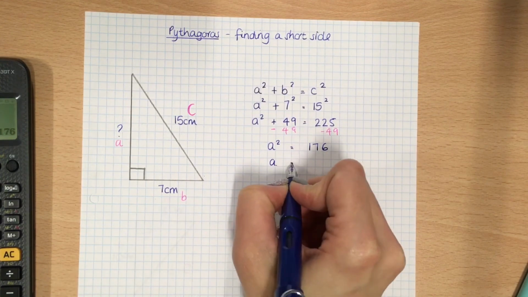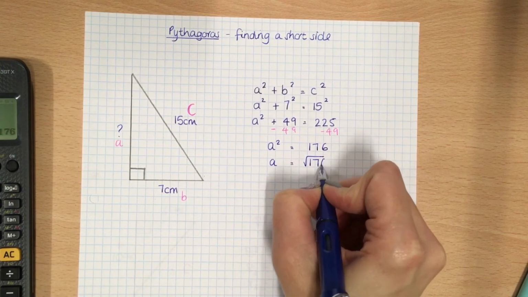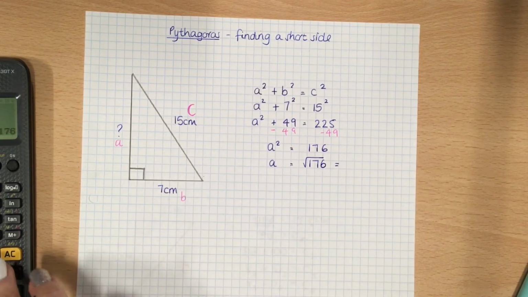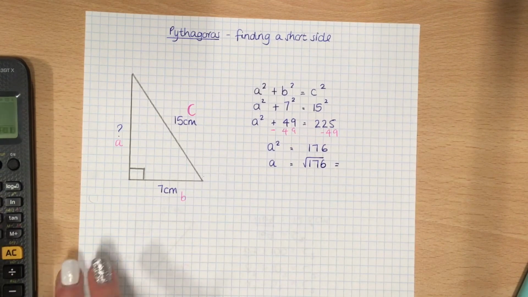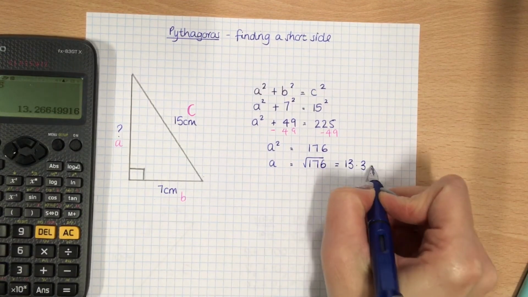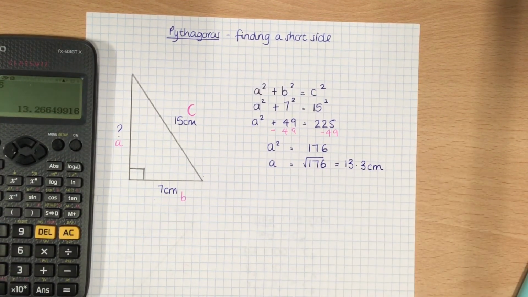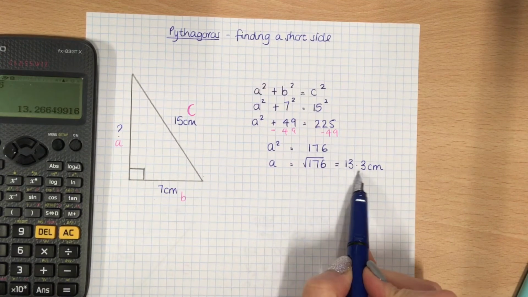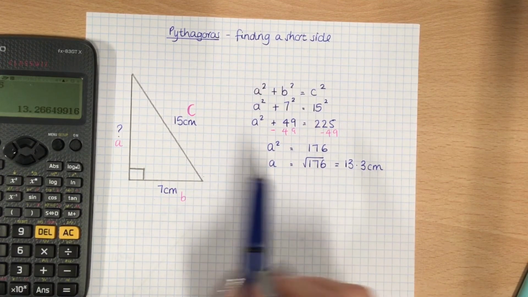So to find a on its own, I would need to do the square root of that. And the square root of 176 gives me 13.3 centimetres to one decimal place. Now, here's a little bit of a tip at this point. Okay, so we know now that our answer is 13.3.